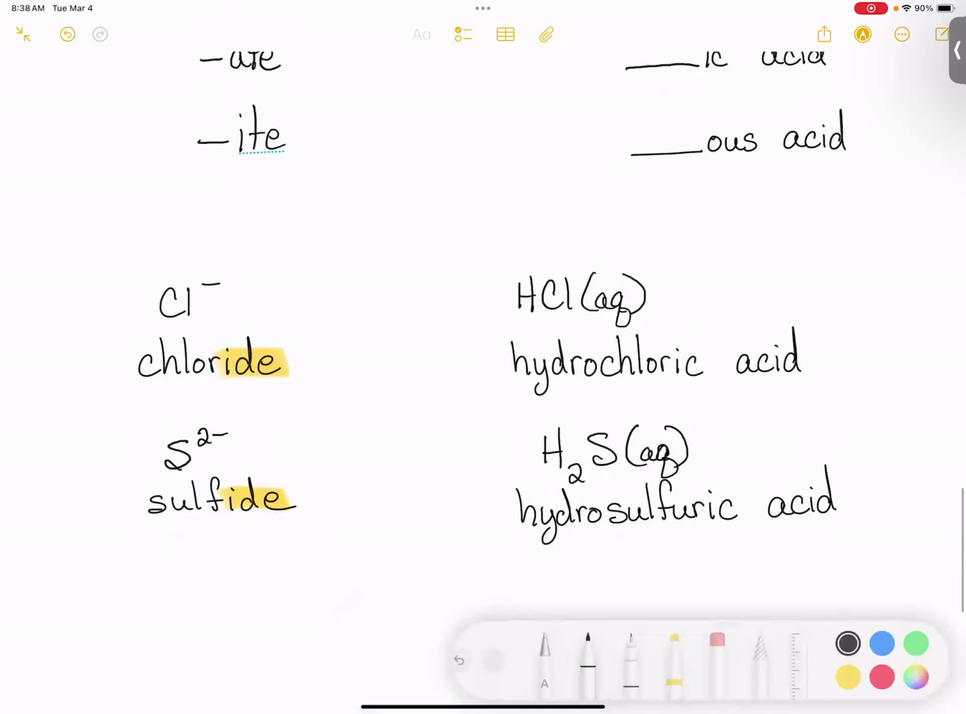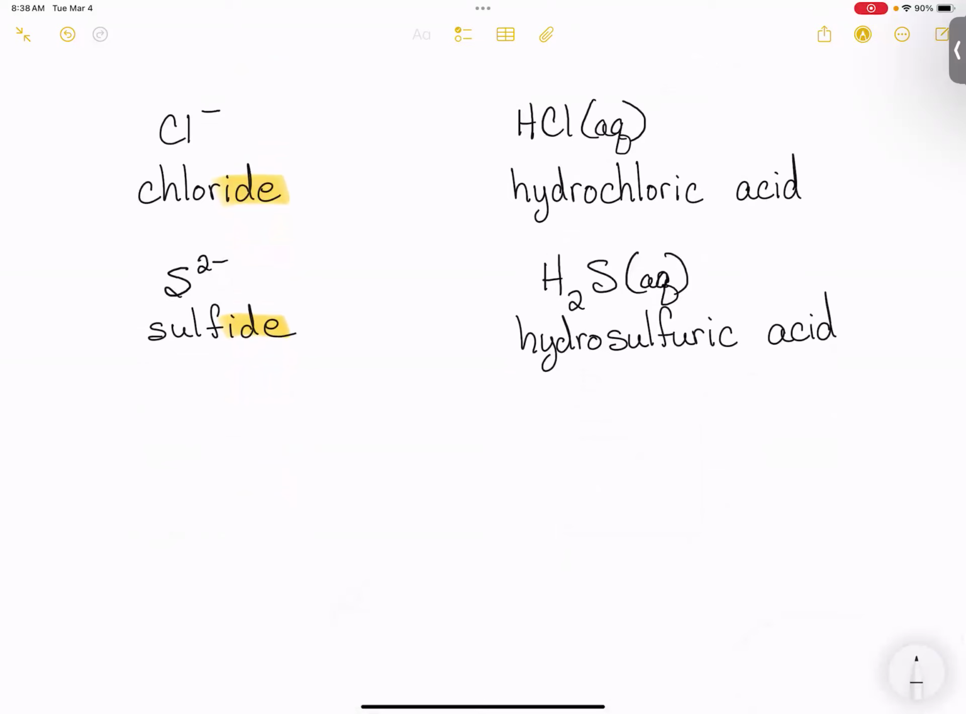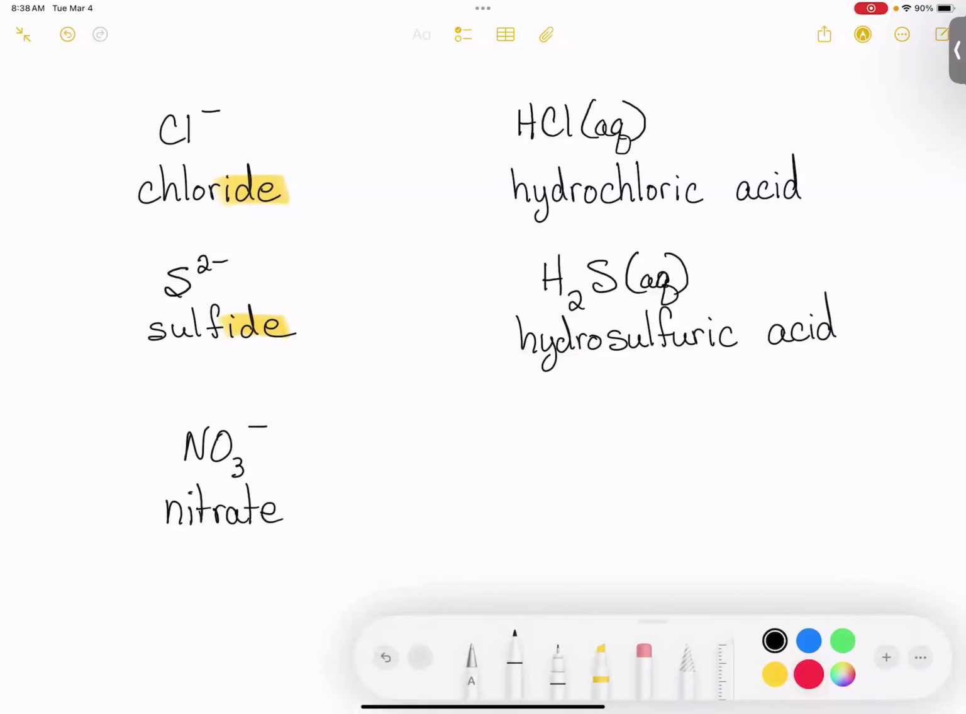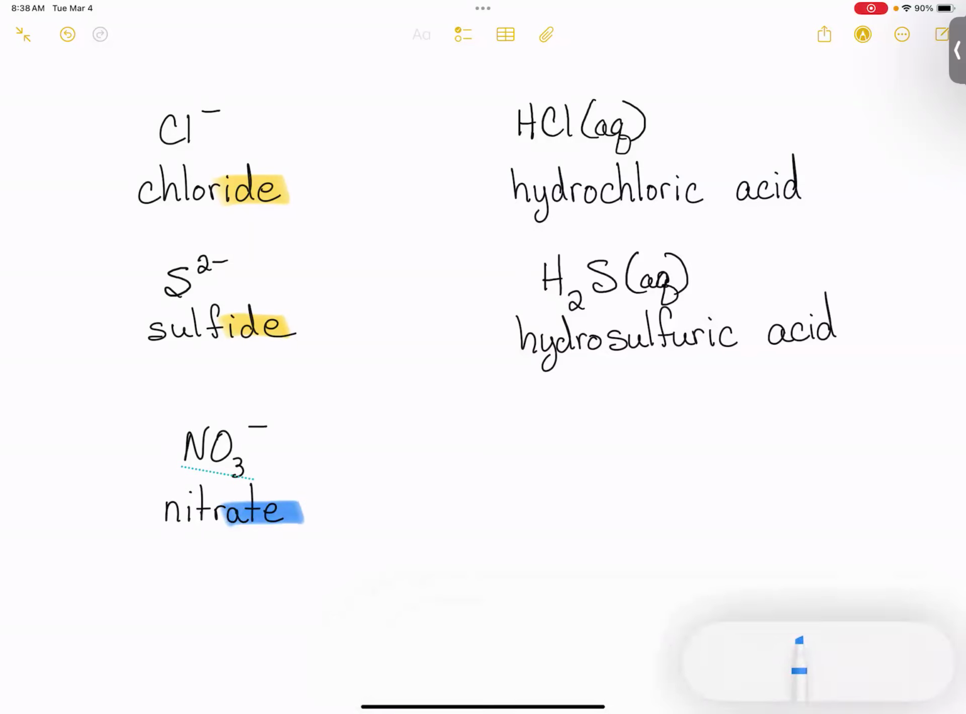If our anion is, for example, NO3 minus, which I gave you earlier, that is nitrate. Because the ending is ATE, that means that it gets just the ic acid, and so HNO3 aqueous is referred to as nitric acid.